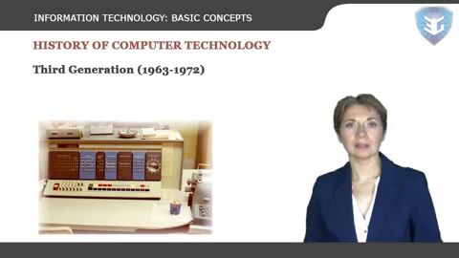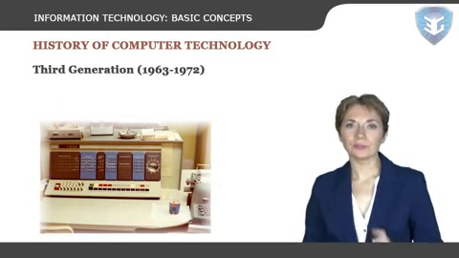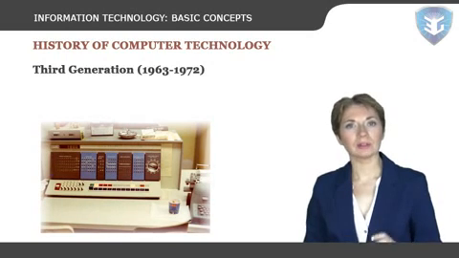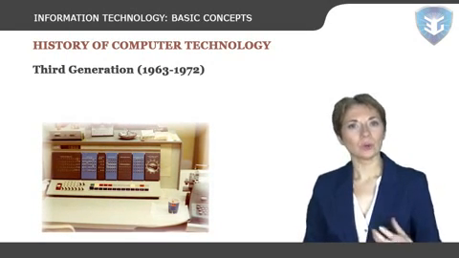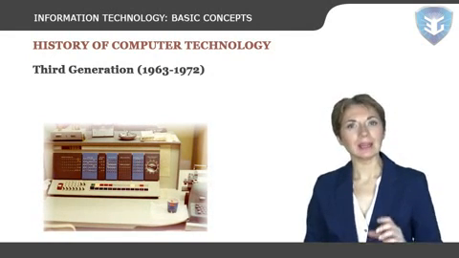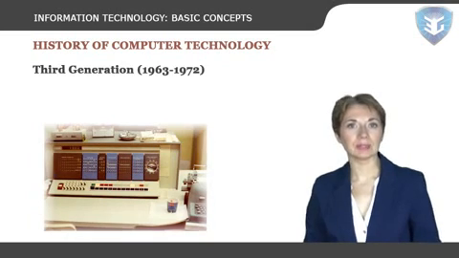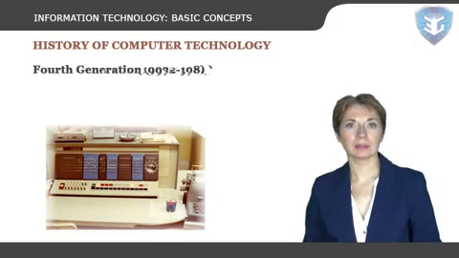Third generation, 1963 to 1972. The first ICs were based on small-scale integration, SSI circuits, which had around 10 devices per circuit, or chip, and evolved to the use of medium-scale integrated MSI circuits, which had up to 100 devices per chip.